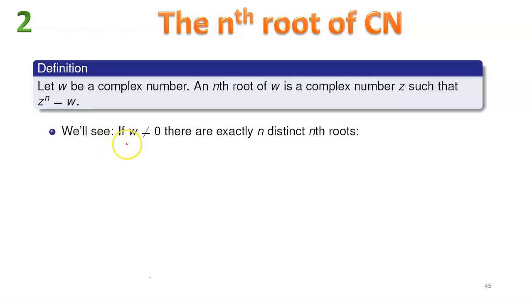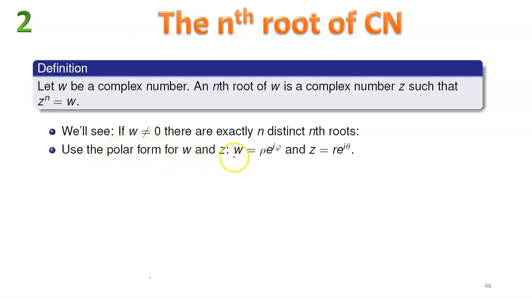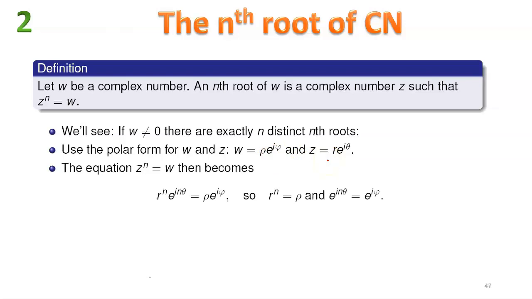This is feasible as long as w is not equal to 0, and there are exactly n distinct nth roots of w. Here we shall explore the polar form of w and z. Let us suppose that w in polar form can be expressed as rho e to the power i phi, and z is expressed as r e to the power i theta.